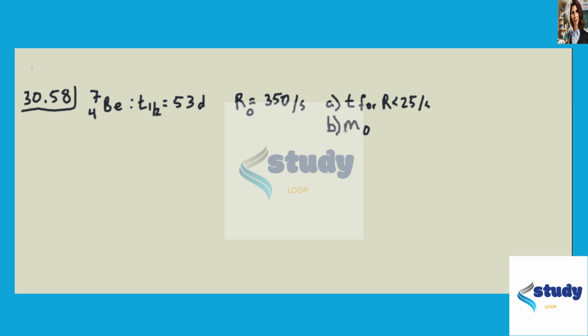We'll call that our initial decay rate. So how long do we have to wait for that to drop to less than 25 per second? And we want to figure out what the initial mass of beryllium-7 was to begin with on our leaf.